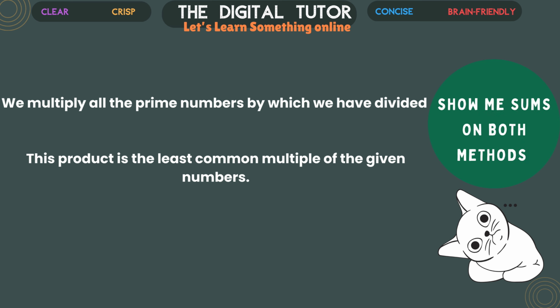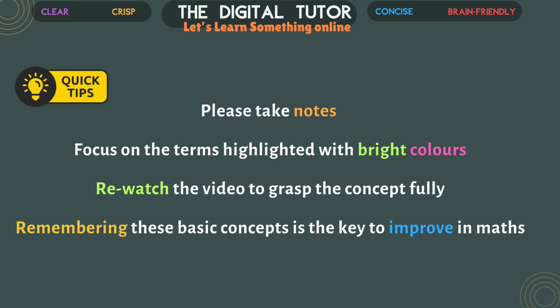We multiply all the prime numbers by which we have divided. This product is the least common multiple of all the given numbers.